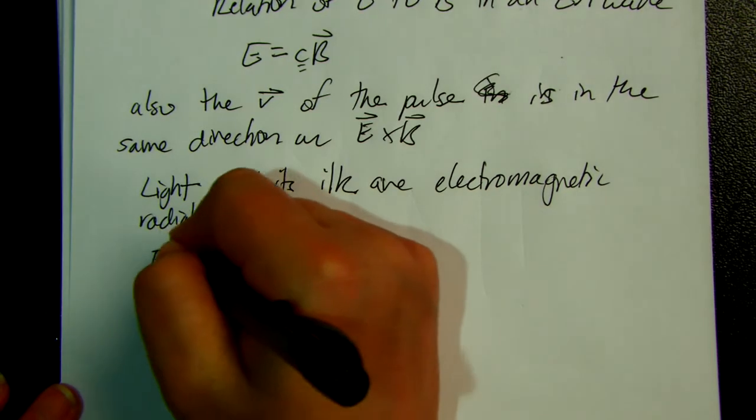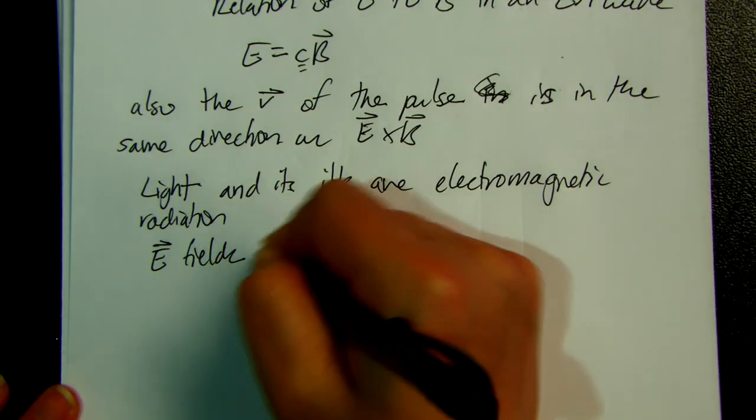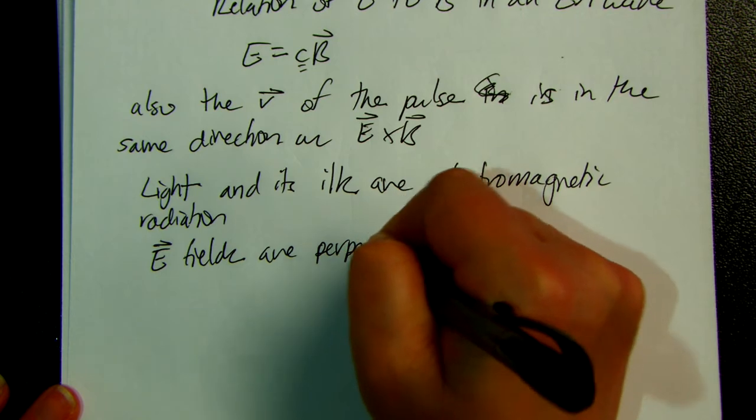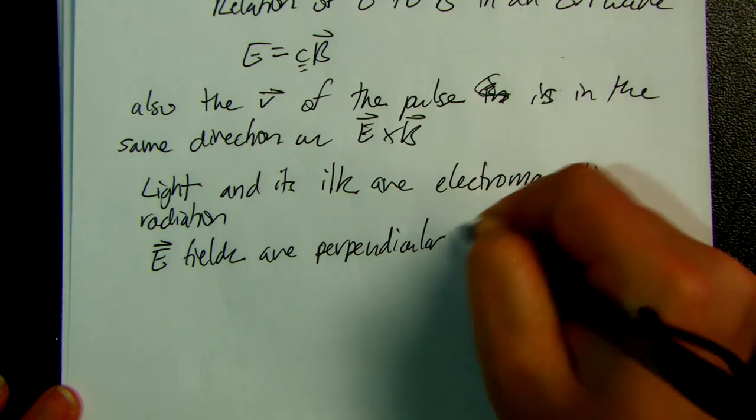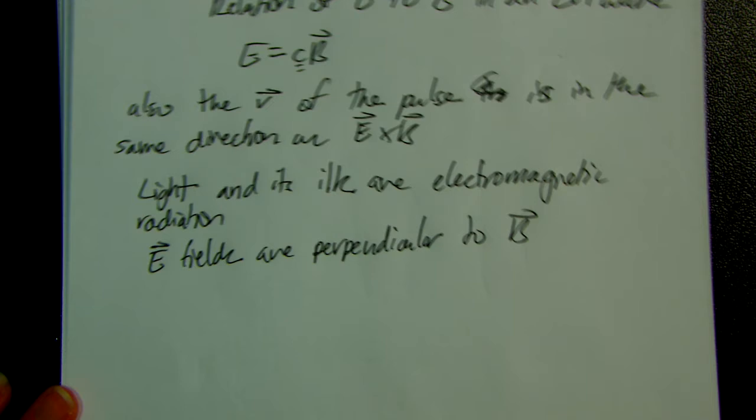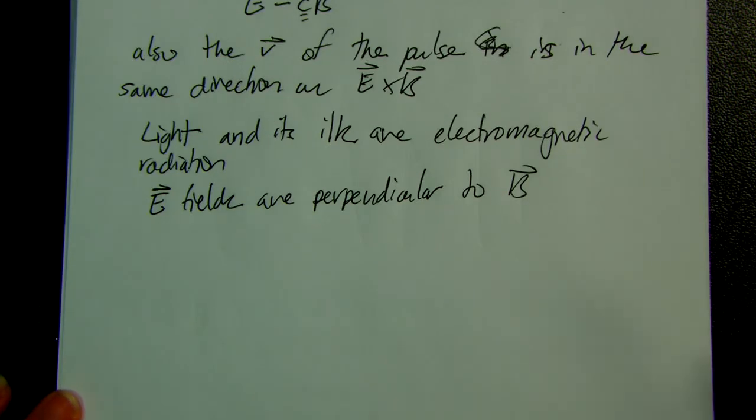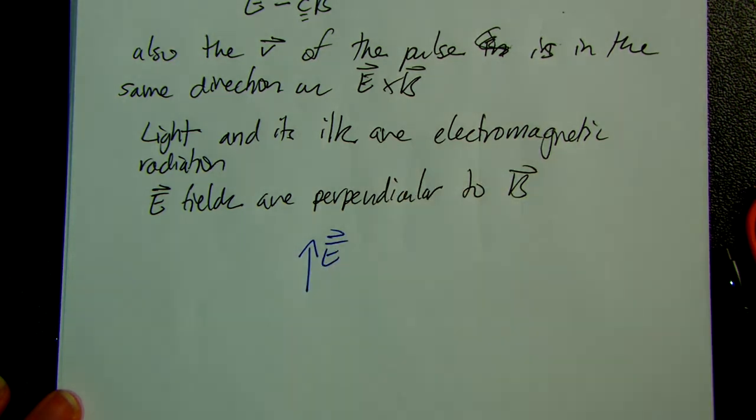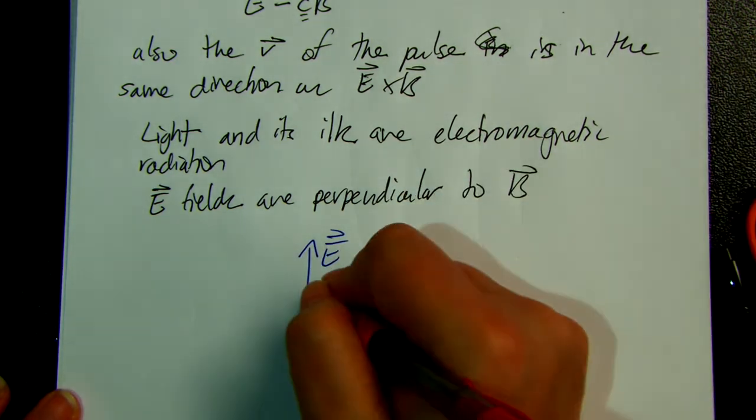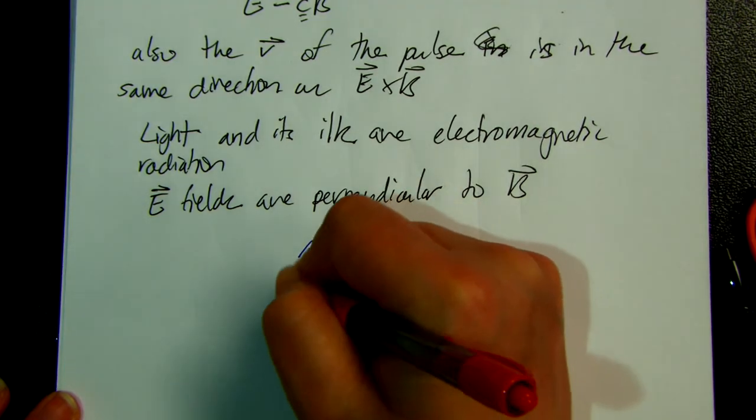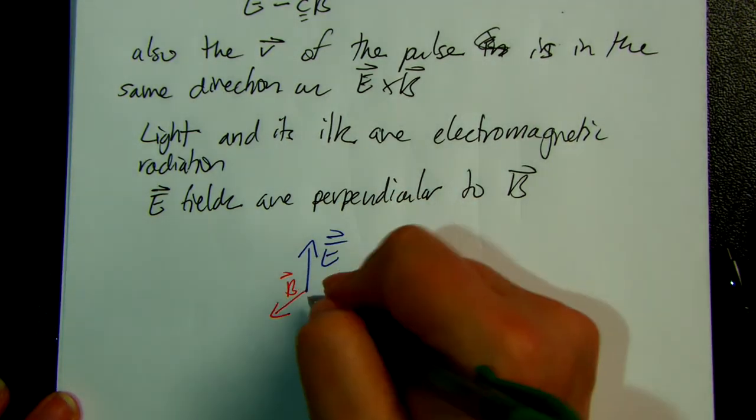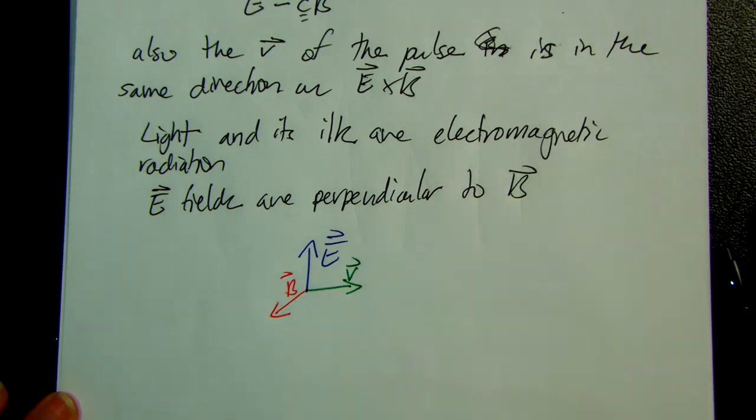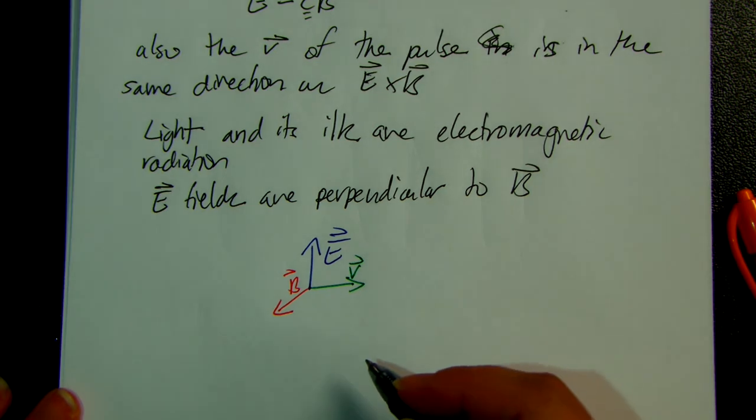And when you're thinking about it, E fields are perpendicular to B fields, both of which are perpendicular to the velocity. So if we draw this out, here's our E, here's our B coming out of the page, and I've just drawn you a photon. This is light. This is a pulse.